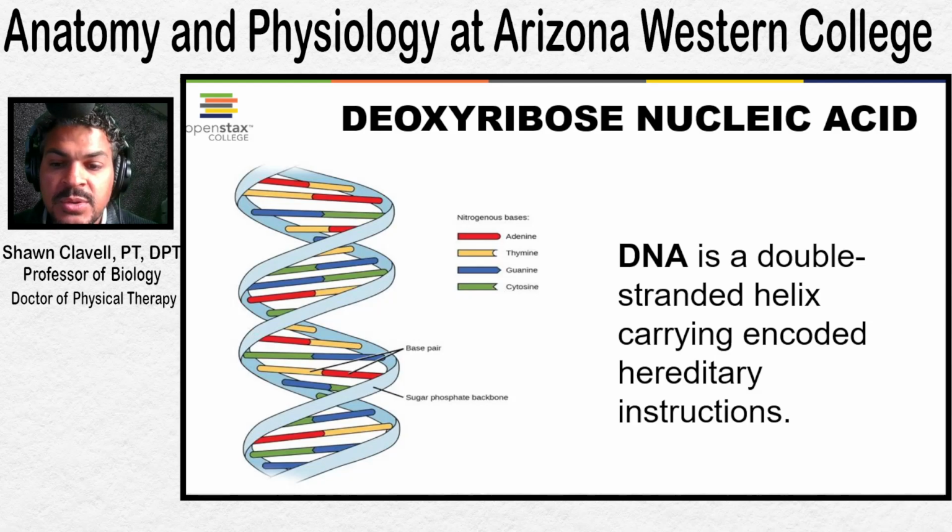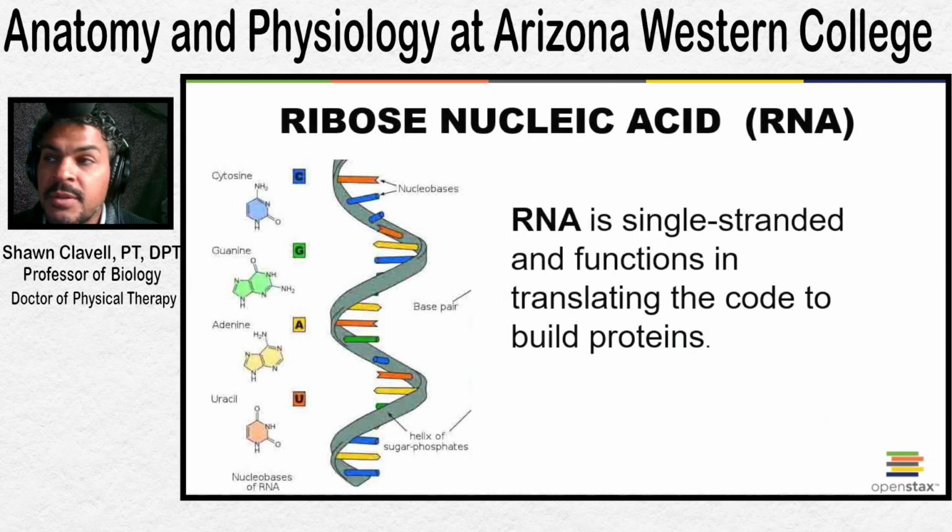Humans have almost 22,000 genes in their DNA locked up in the 46 chromosomes inside the nucleus of each cell. These genes carry the genetic code to actually build one's body. On the other side, RNA consists of a single strand of sugar phosphate backbone studded with these bases. And again, you can see that some of these are the same: cytosine, guanine, and adenine. And as opposed to thymine, we have uracil.